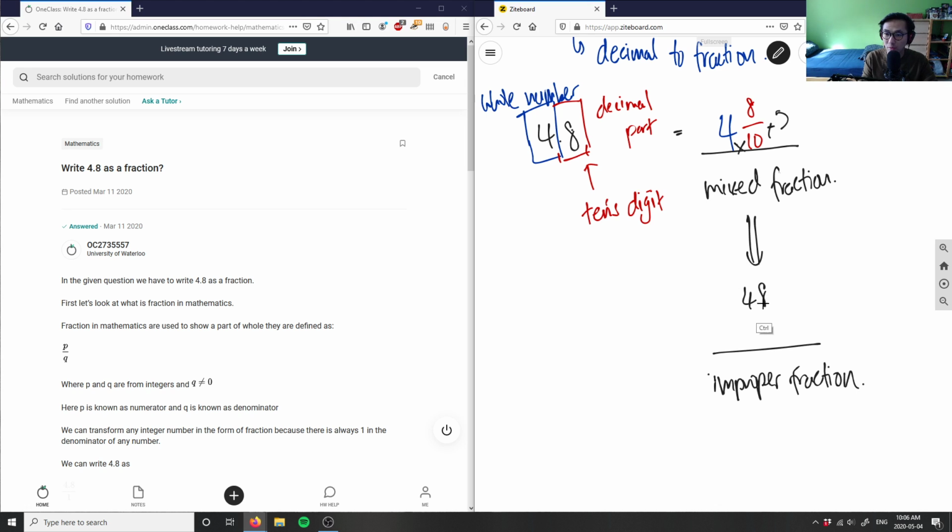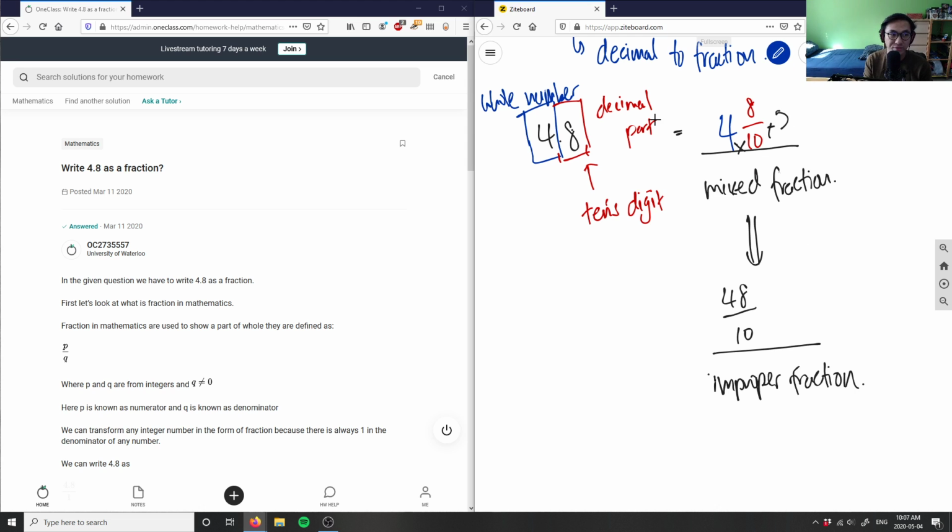In terms of our new numerator. And then obviously we keep the same denominator, so it'd be over 10 still here. And what we can do is we can actually reduce this fraction, right? We want it to always be in lowest terms.